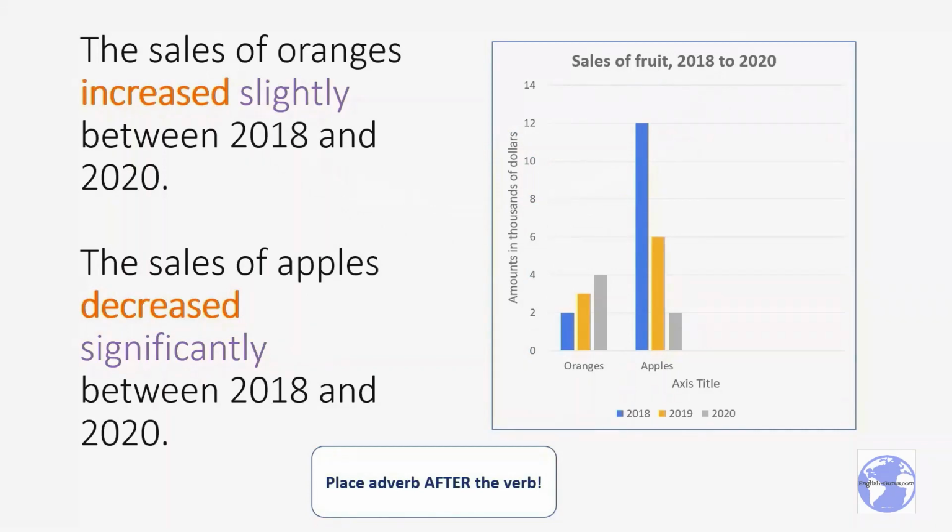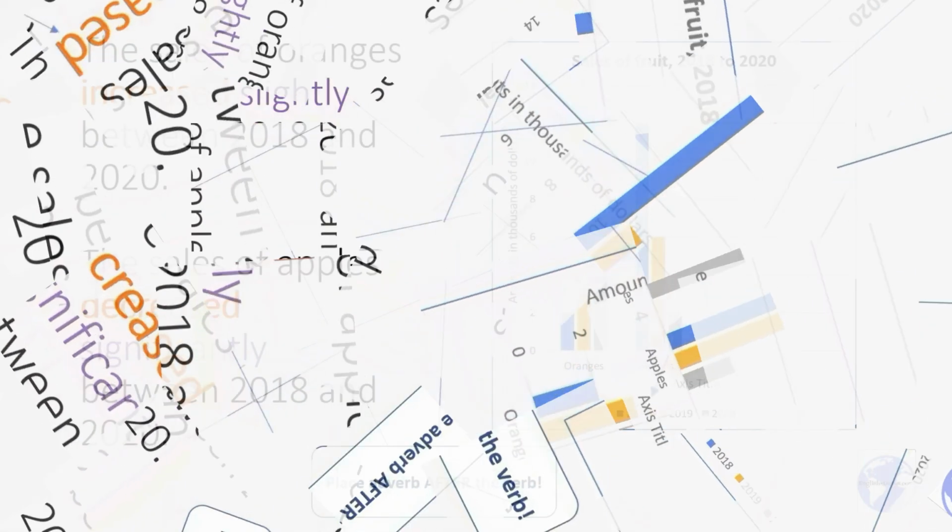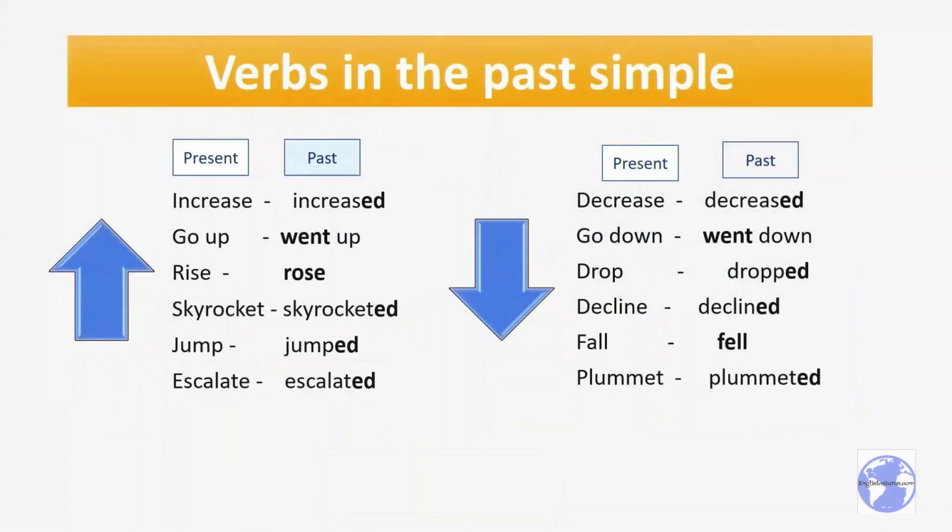Let's apply it to the bar chart. The sales of oranges increased slightly. It wasn't a big jump. And the sales of apples decreased significantly because they did drop very sharply, significantly. And by the way, make sure that you place the adverb after the verb. Another thing to remember, especially for grammar, range, and accuracy, is to use the past form because you'll be describing an event, an action in the past when you describe a graph.